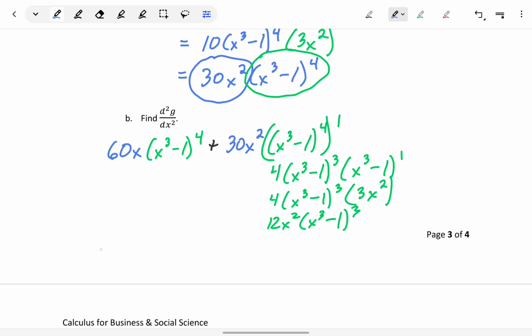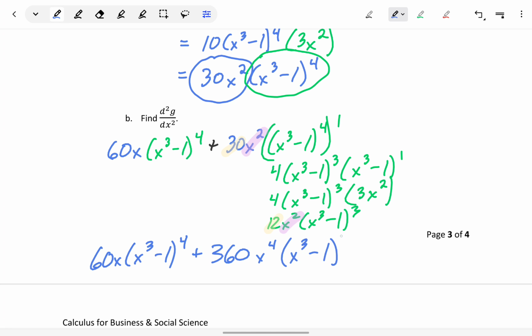This means that our final result for the second derivative will be 60x times x cubed minus 1 to the fourth power plus 30 times 12, which will be 360, times x squared times x squared, which will give us x to the fourth, times x cubed minus 1 to the third power.